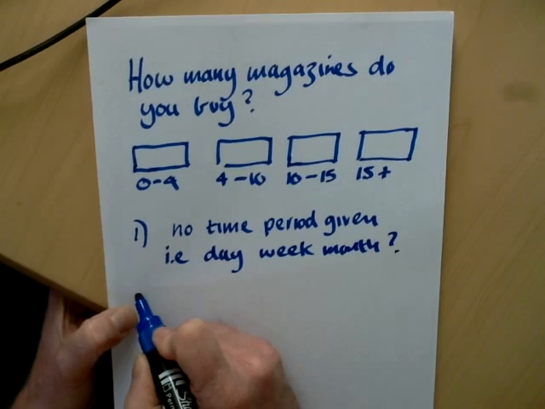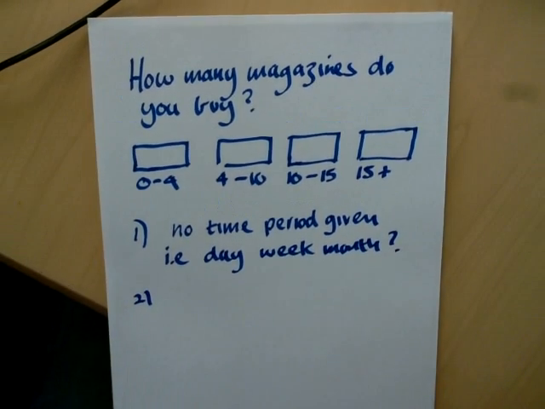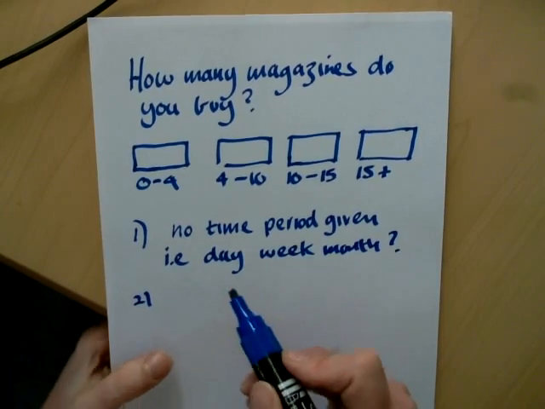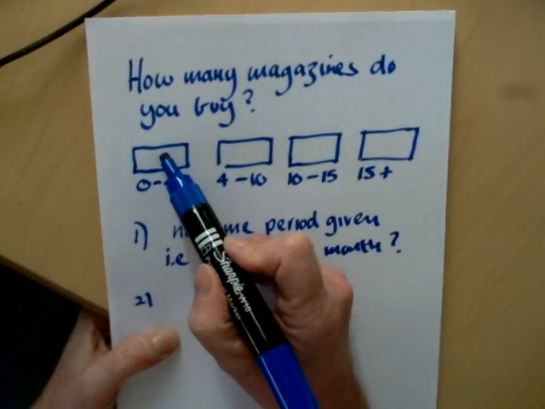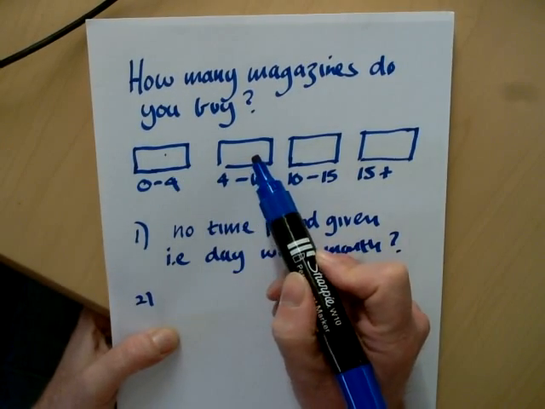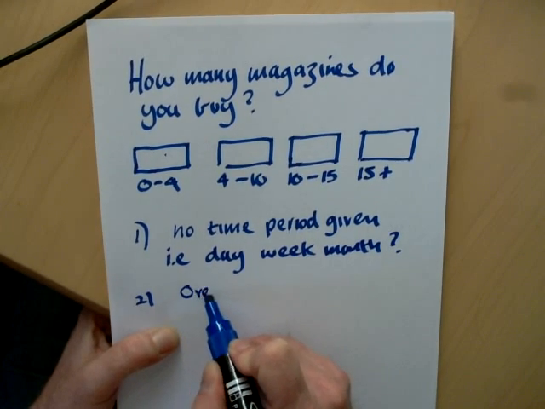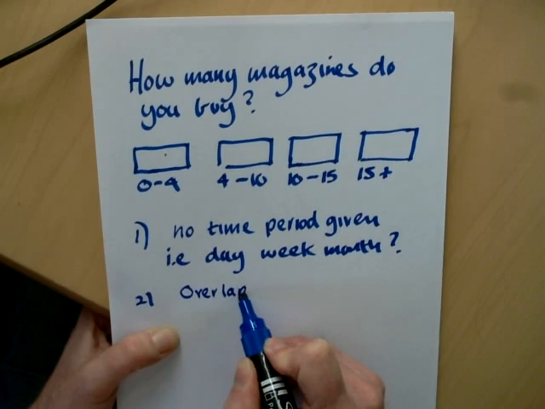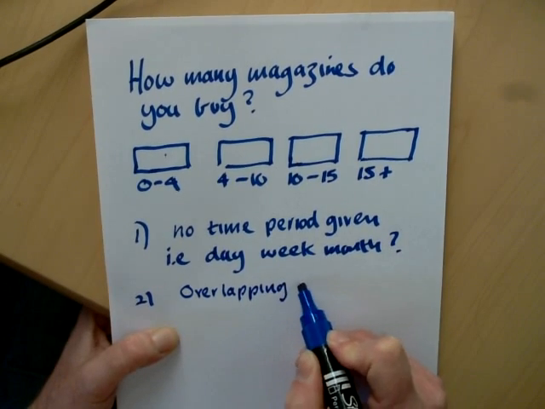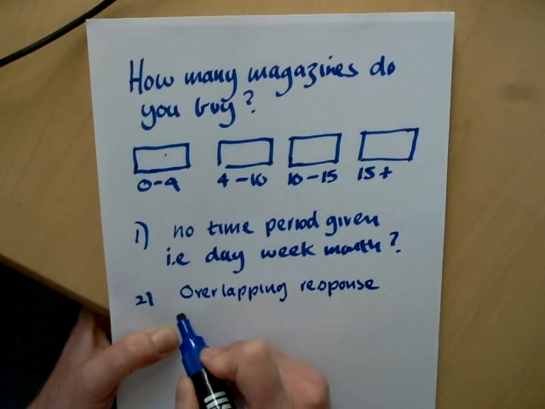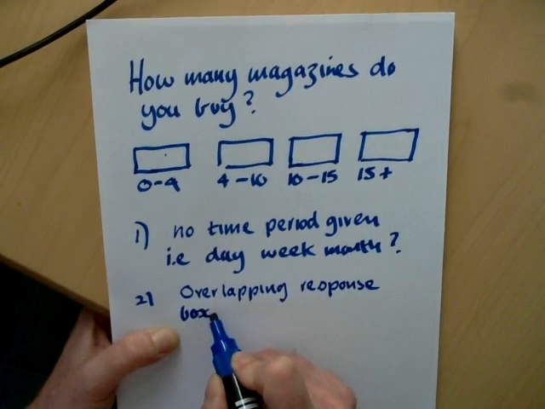The second thing is that in the response boxes, let's say we bought 4 magazines and say it was per month. Where do I put my answer? Does my 4 go here, or does it go there? So what we have here, it's called overlapping response boxes. Okay, so overlapping response boxes.